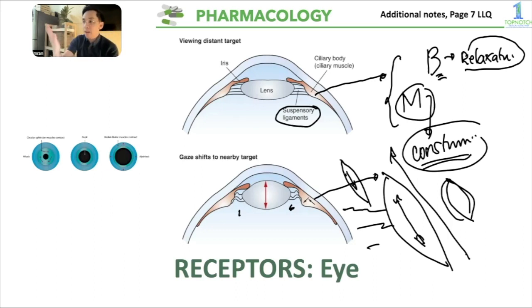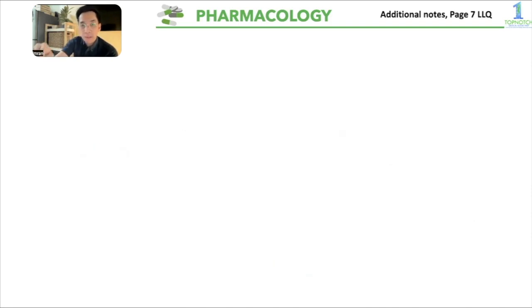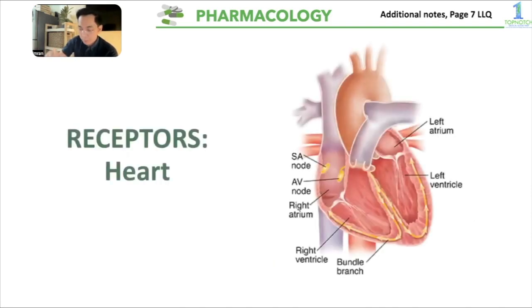Okay? So what happened? When it's closer distance vision, our parasympathetic nervous system is activated for you to see the object at a closer level. Okay? So next, receptors naman sa heart.